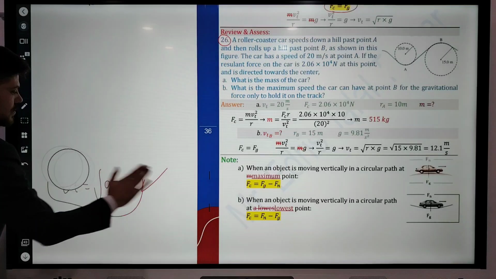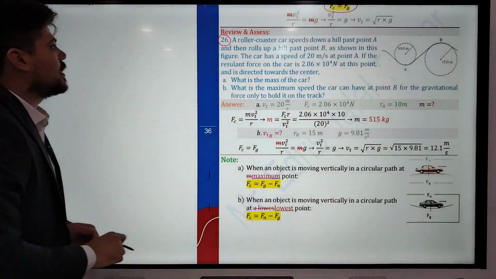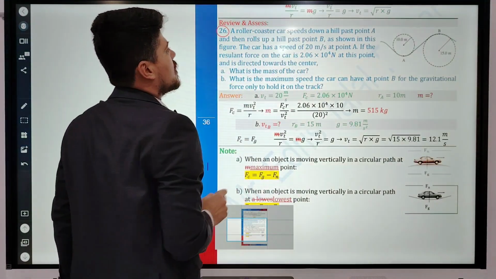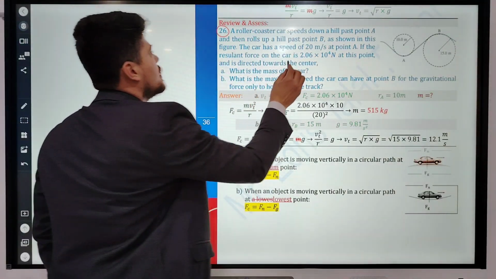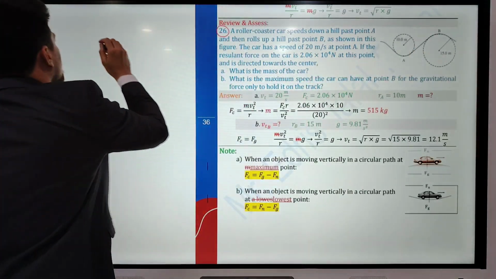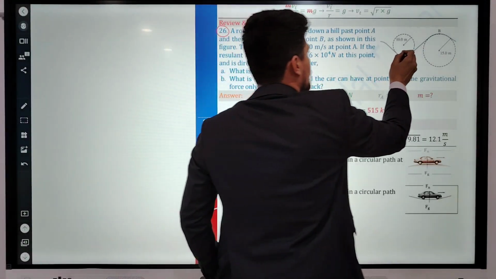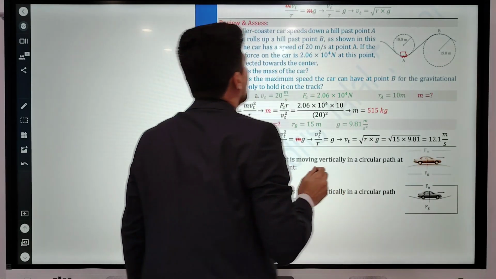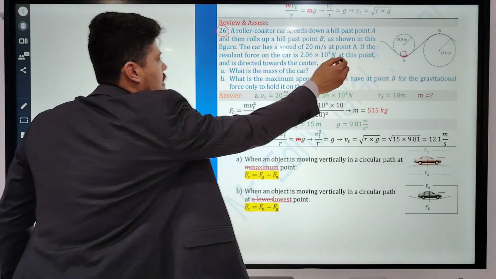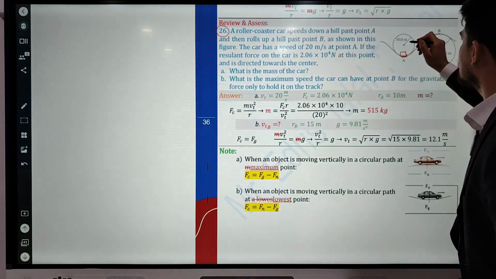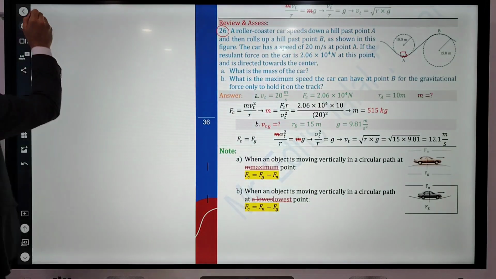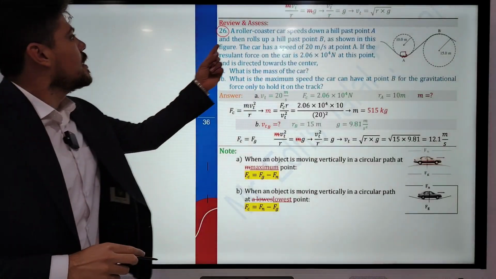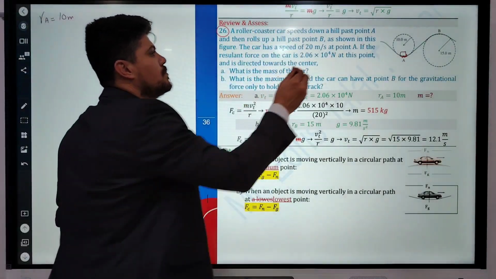Question 26 from the chapter review, a very good question. It has been brought many times. Be careful, please, and listen carefully. A roller coaster car speeds down a hill past a point A. Look, this is, for example, when the car is here. At point A, the distance from the axis of rotation is 10 meters. RA is equal to what? 10 meters. Then it rolls up a hill past point B.